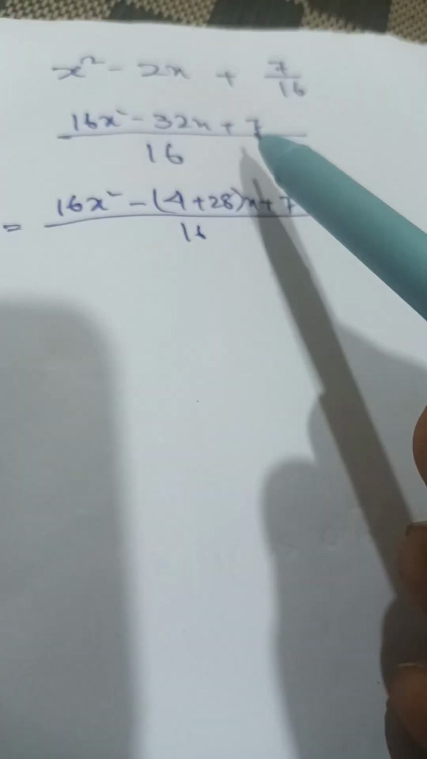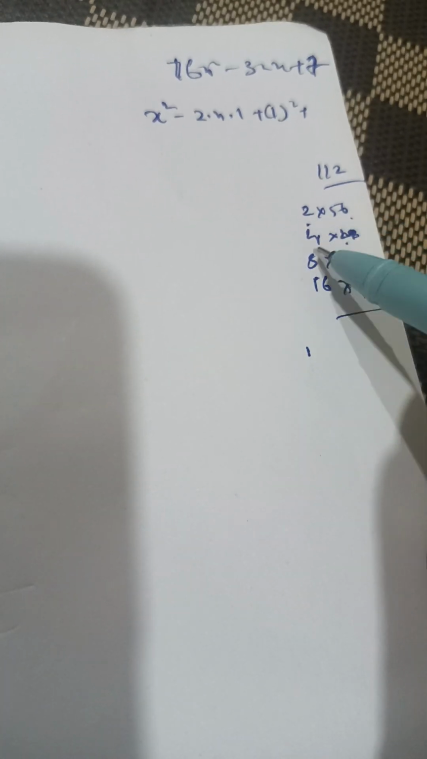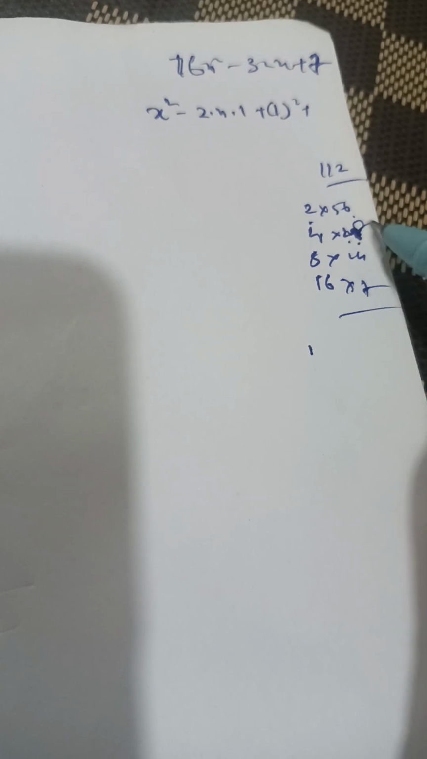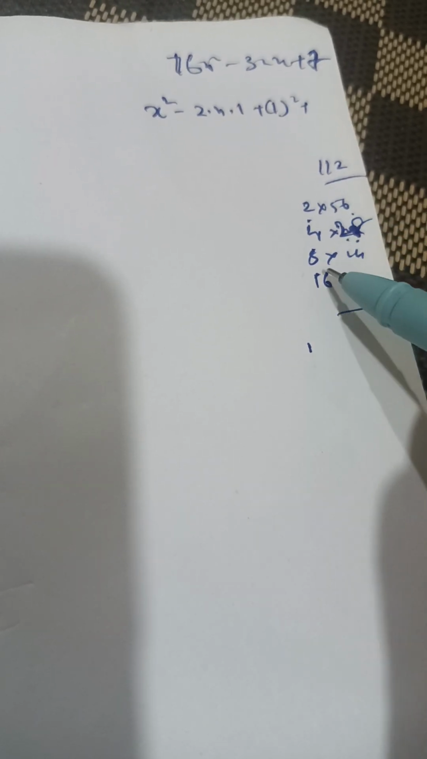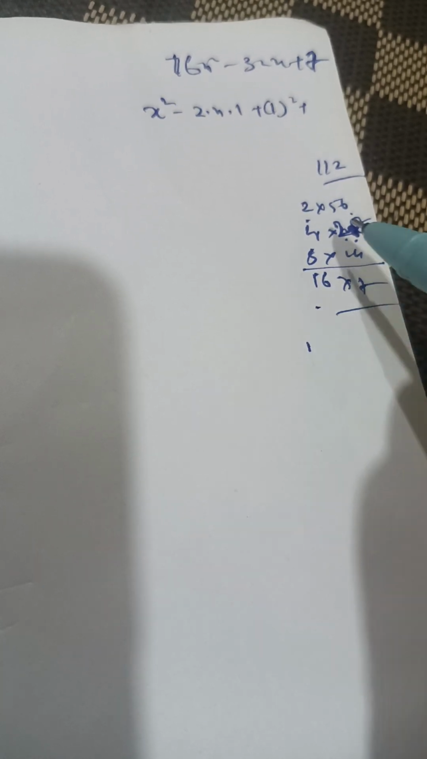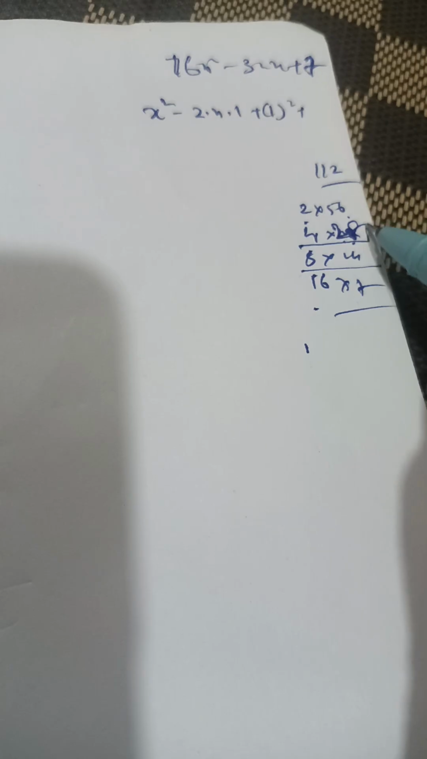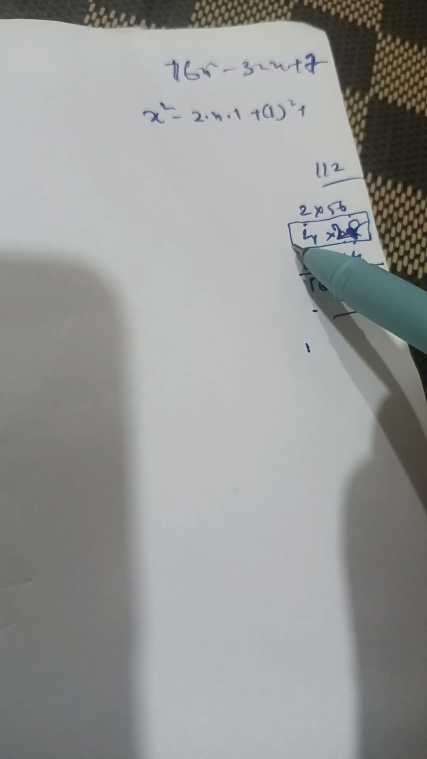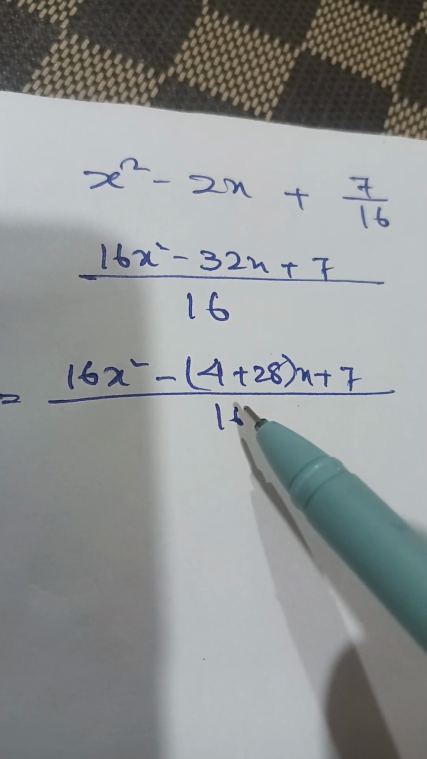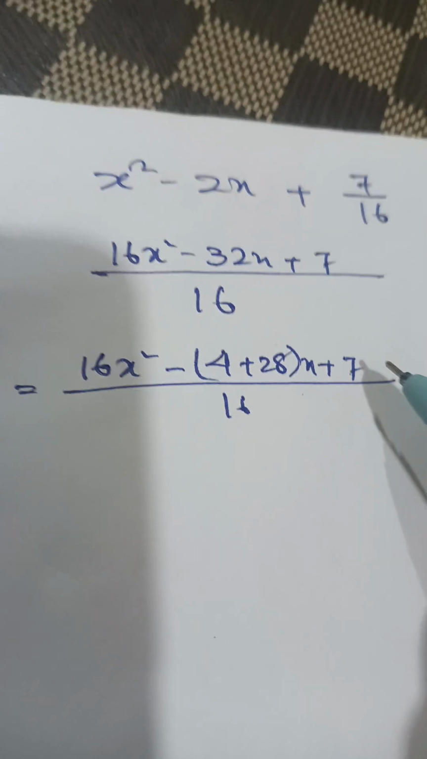Now multiply 16 into 7. 16 into 7 I have multiplied here, 112. It can be written as 4 into 28, then 8 into 14, then 16 and 7. So after calculation I have got 28 plus 4 is 32. That's why I have written here 4 plus 28. Okay, 4 plus 28 into x plus 7.